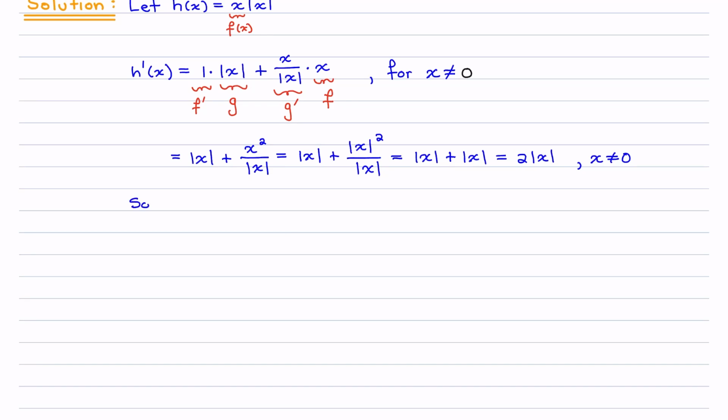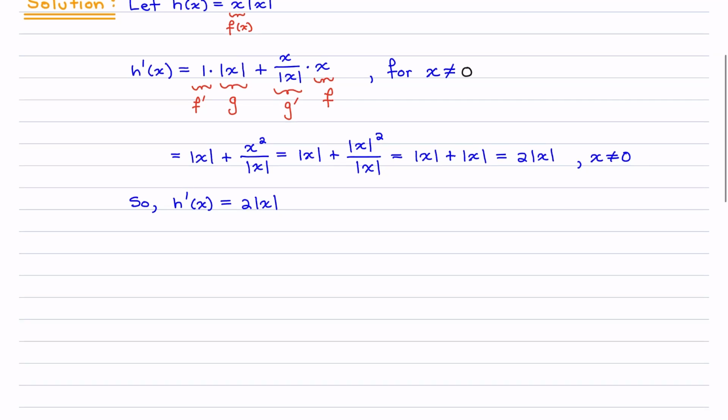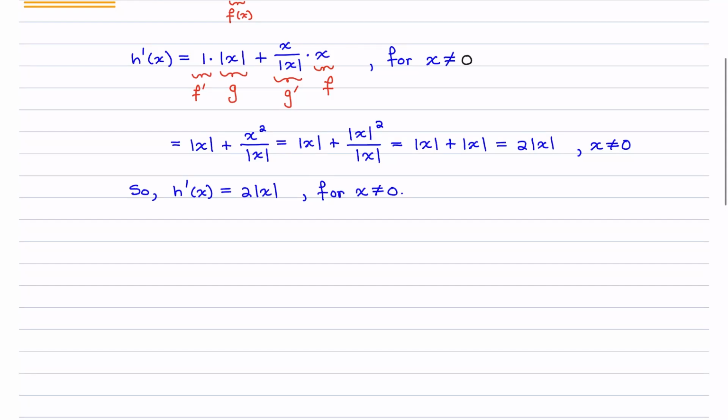All right, so we have established by the product rule that the derivative of h is 2 absolute value of x for every x that's not 0. Now we don't know what happens at 0. All right, so now how do we find the derivative at 0?